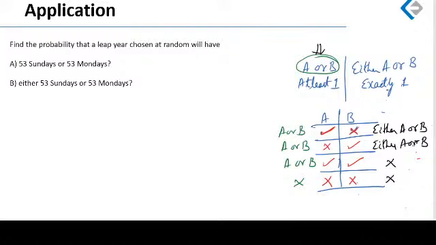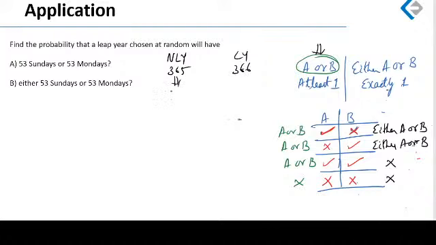Fine, let's go further. Find the probability that a leap year chosen at random will have 53 Sundays or 53 Mondays. A little bit of understanding of calendars is required here. In a calendar year, if it is a non-leap year, there would be 365 days. And a leap year, of course, we know, has 366 days.